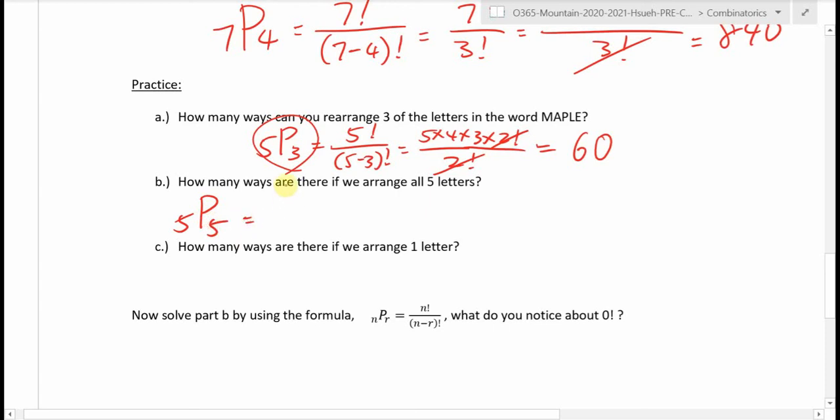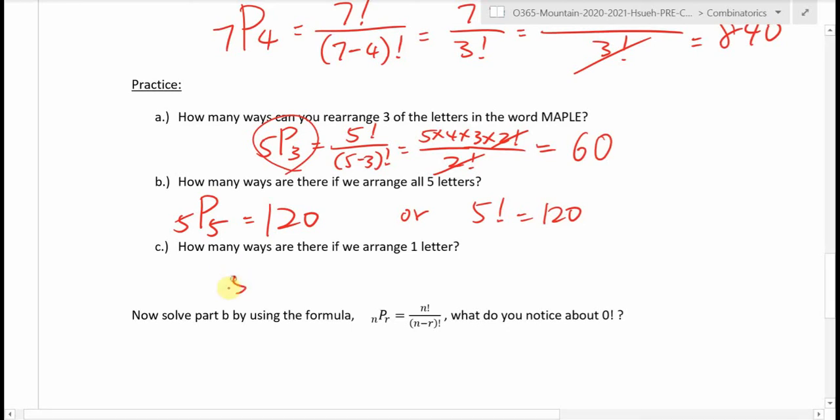Which is going to be, if you put this into a calculator, 120. Or, of course, you could just do what we did last time, simplify the factorial, which is also 120. Okay. Part C, how many ways are there if we just arrange one letter?